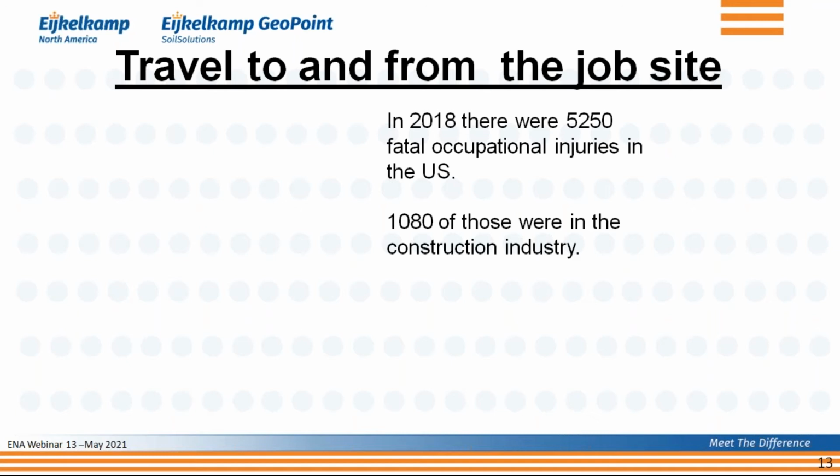Geotechnical engineering group obviously serves the construction industry, so that's our industry. And out of those 1,080, 250 were transportation related. Which means that roughly a quarter of all the deaths in our industry are caused by going to or coming from the job site. And that's why the first thing I want to highlight is travel to and from the job site. We need to do that safely.